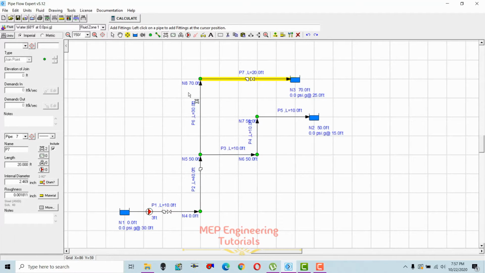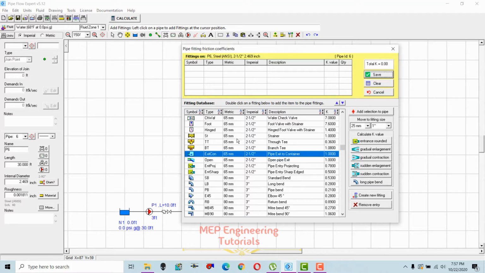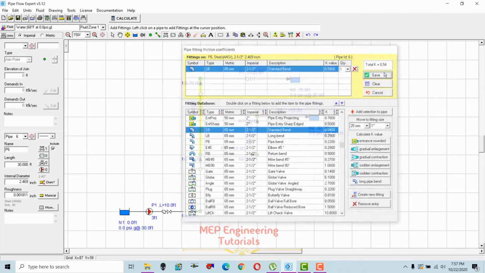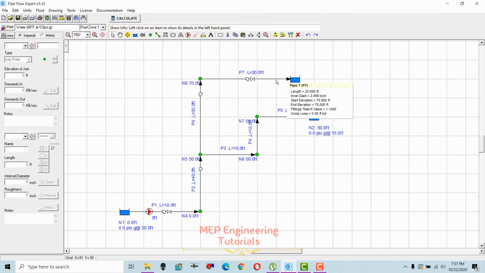And one more fitting we have to add in here, that is elbow at this node. So there will be an elbow, so I'm gonna add one elbow in here also. So just select the fittings again, select this pipe segment, and select standard bend. This one, you select this one, add to the pipe, save it. So these fittings are already added in there.